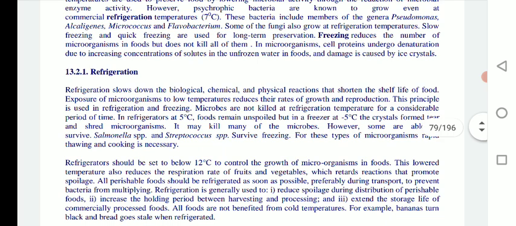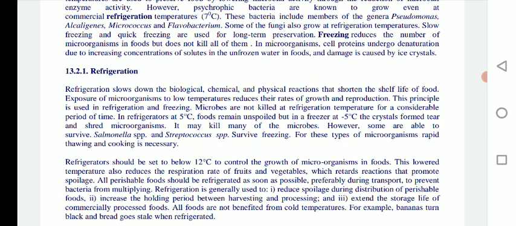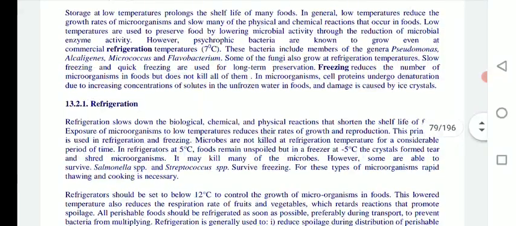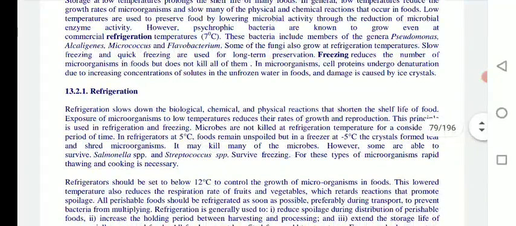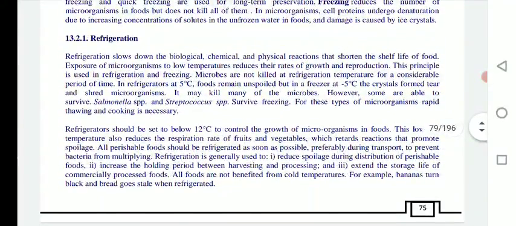So freezing reduces the number of microorganisms in food, but also does not kill all of them. So in case of microorganisms, cell proteins undergo denaturation due to increase in the concentration of solute in unfrozen water in foods, and damage caused by ice crystals. So basically proteins get denatured by keeping food at low temperature, and in this way the cells get inactivated. So first is refrigeration.